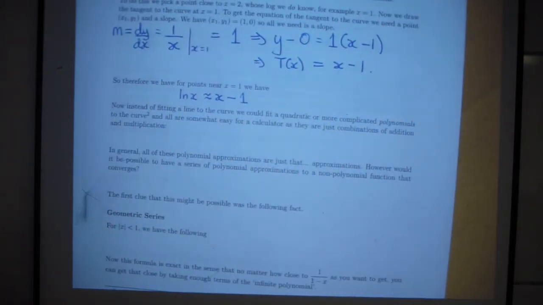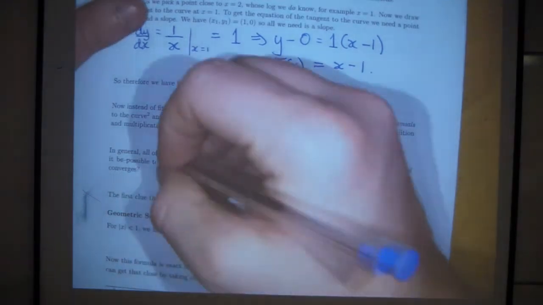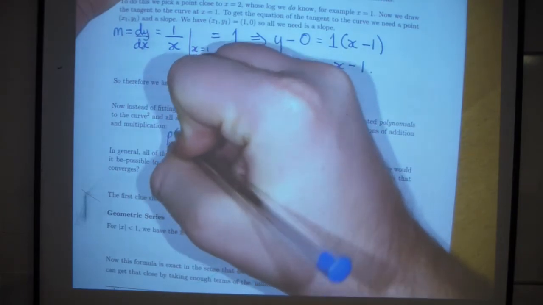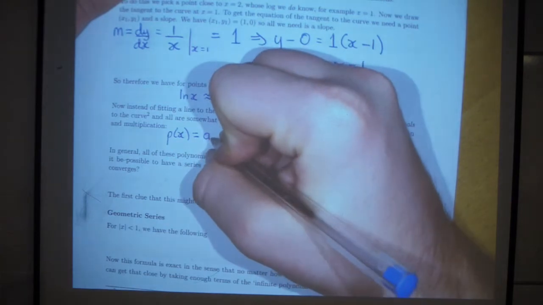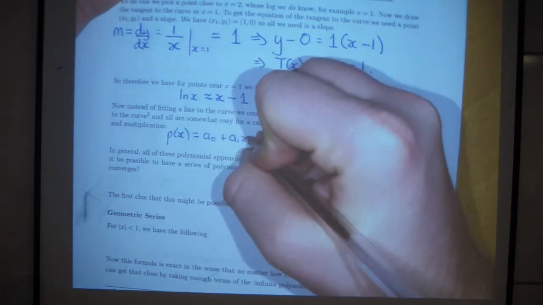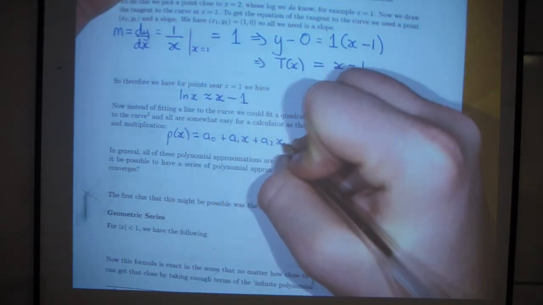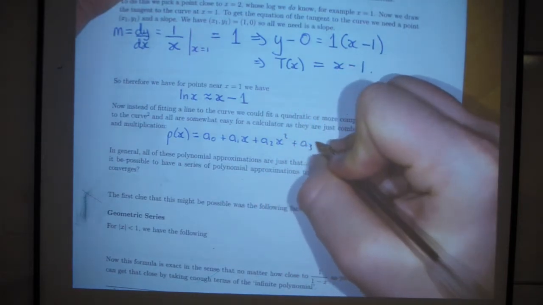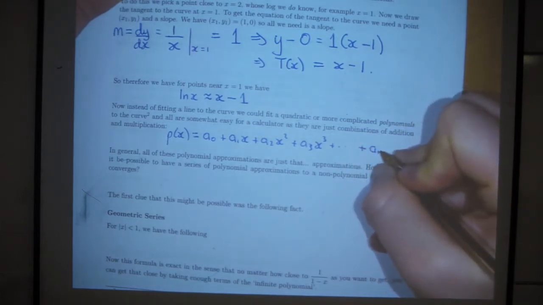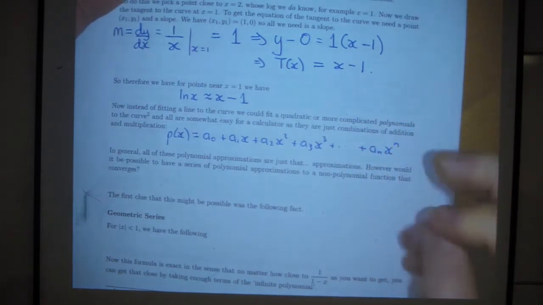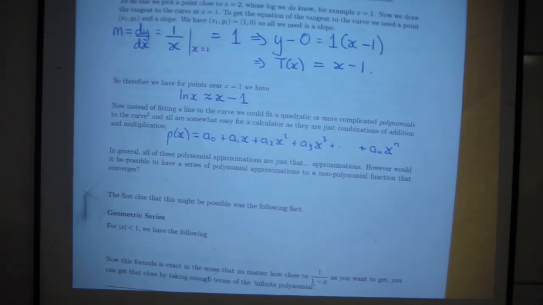so these polynomials, they're very easy for a calculator because they're just multiplication and addition. If I write down a polynomial, in general, a polynomial is a constant plus a constant times x plus a constant times x squared plus a constant times x cubed, and you keep on going up to some final term, and this thing is called degree n.